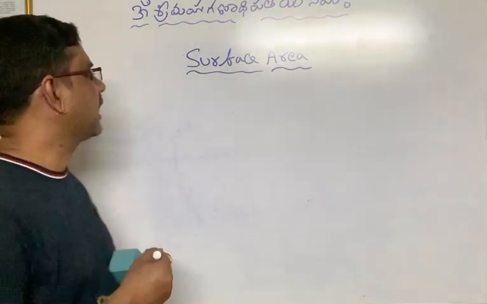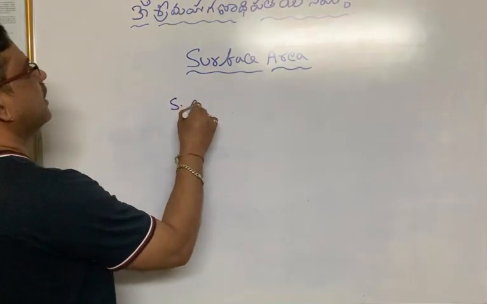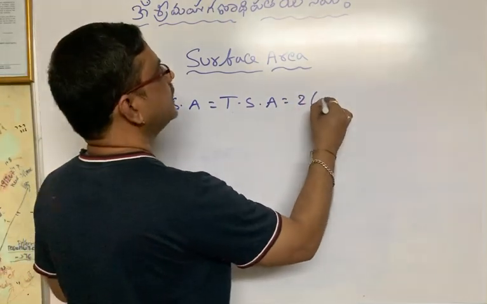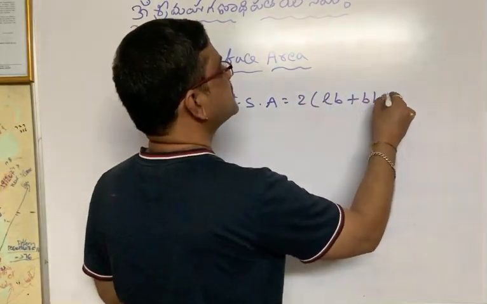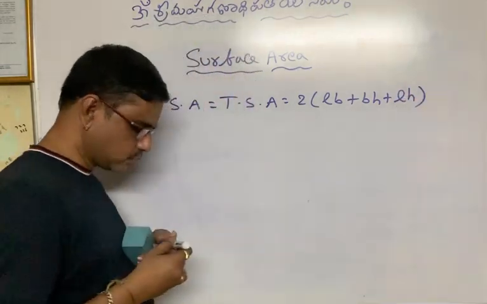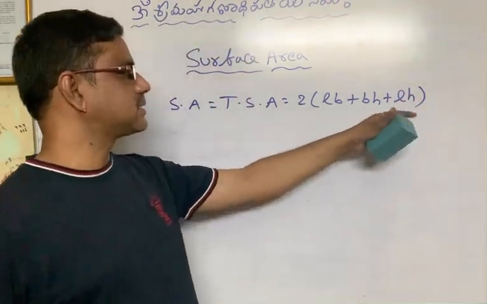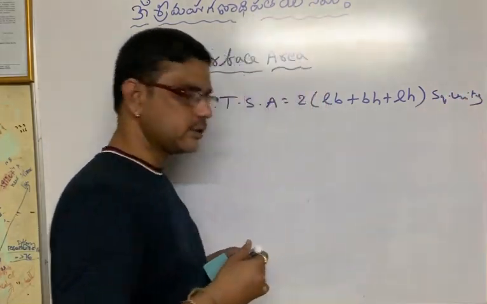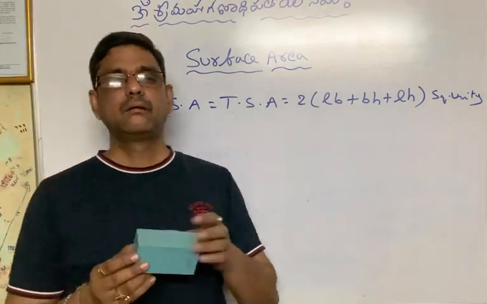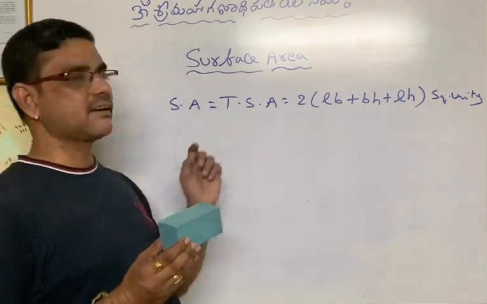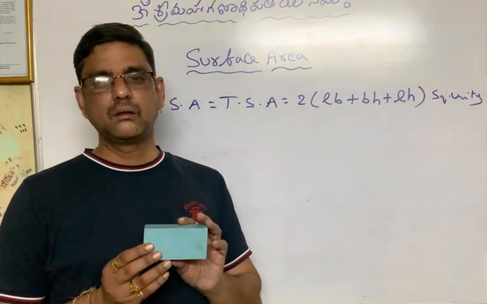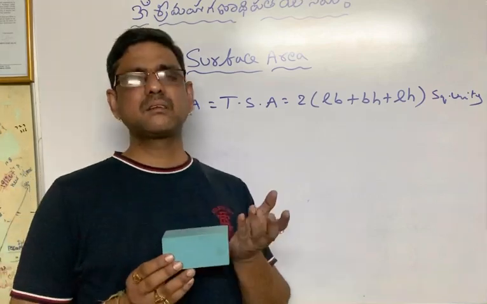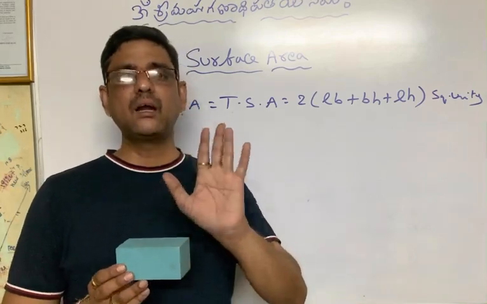See, its formula: surface area, also called total surface area, is 2 into (LB plus BH plus LH) square units. Surface area and total surface area are both the same, meaning the area of all the faces of that particular object.